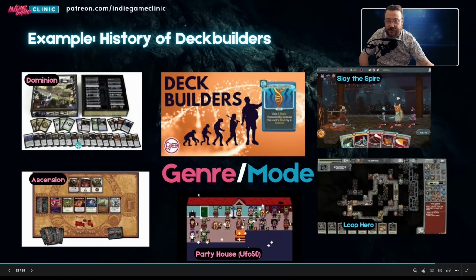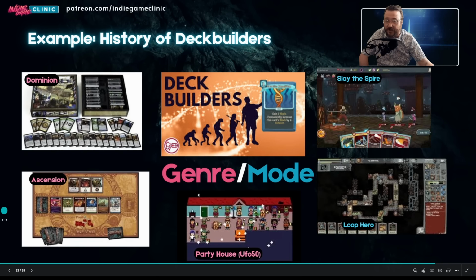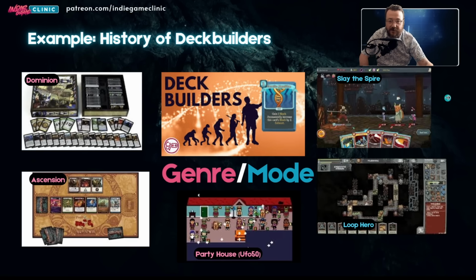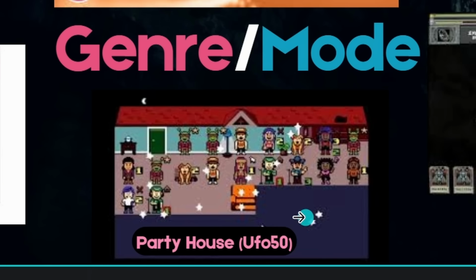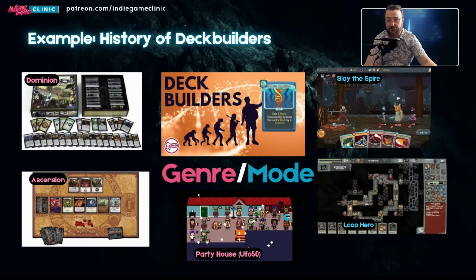Whereas these traditional deck builders on the left are games where every turn of the game you are building your deck. So in this case, deck builder is the genre because it's what you're doing all the time in the game. But in these games on the right, like Slay the Spire and Loop Hero, you are playing a game and the long-term progression of that game is about building a deck. But the moment-to-moment gameplay isn't building a deck. If you want an example of a digital game which I would put in the deck builder as genre category, then Party House from the UFO 50 collection is an example of that, because it's a game where you are building a deck of cards every turn you play.